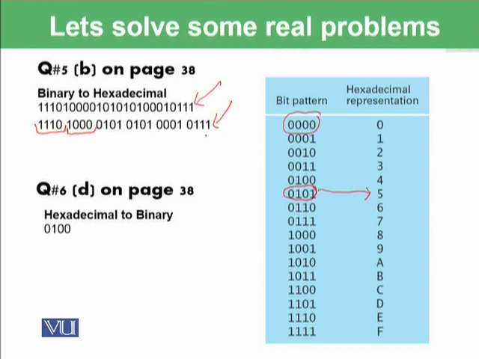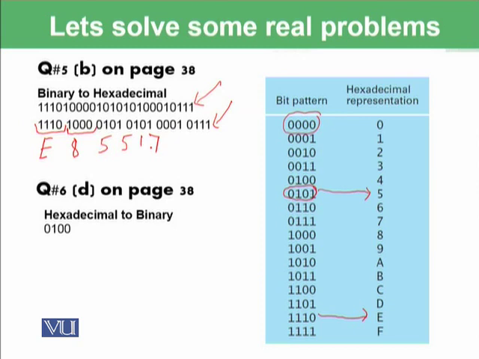You can see the first group is 1110, which is E, so against this you need to write E. Then you have 1000, which is 8. Then you have 0101, which is 5. Then you have again 0101, which is 5. Then you have 0001, which is 1. And then 0111, which is 7.